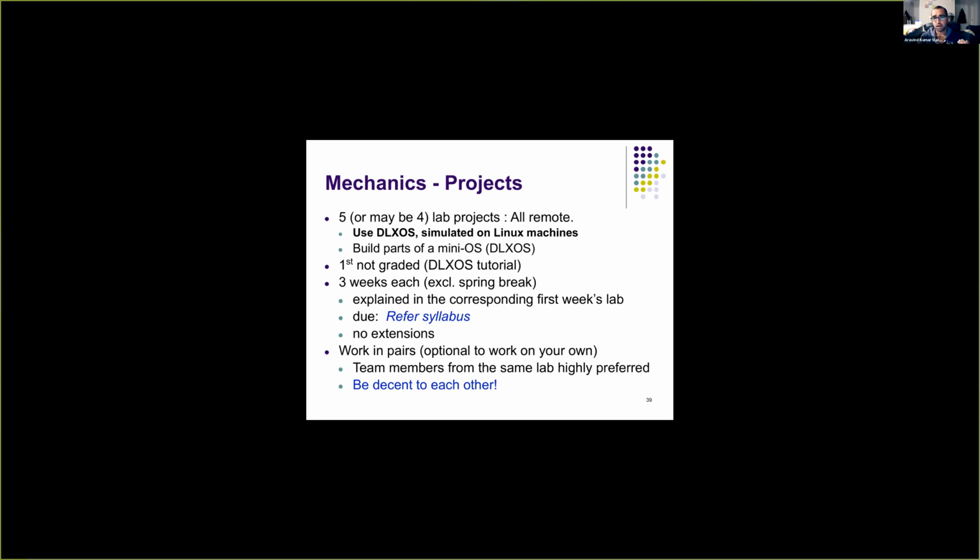It's just for you to set up the DLX operating system, go through the tutorials, and set up your environment for the rest of the labs. Each lab will be 3 weeks. We'll explain what we do in each lab, and each lab will be due after 3 weeks. You can refer to the syllabus for the exact dates.